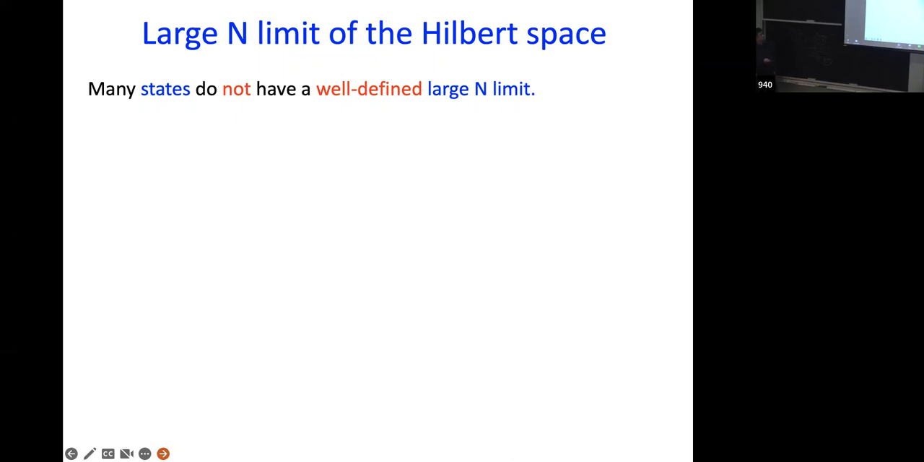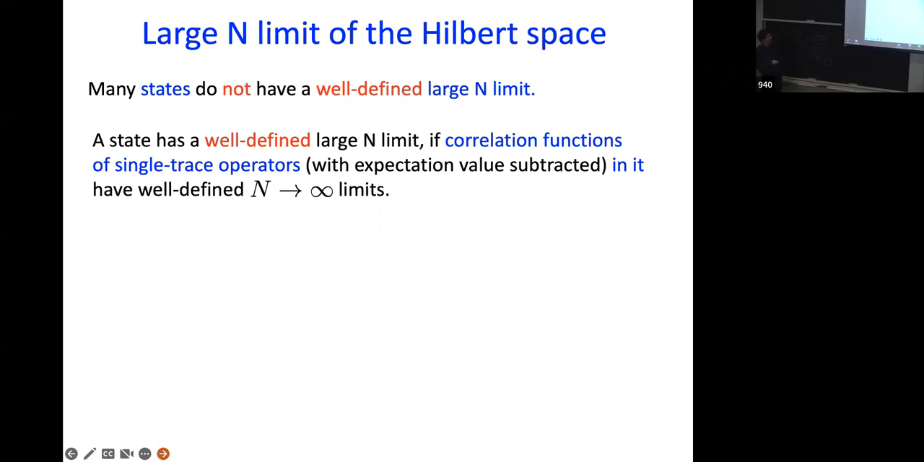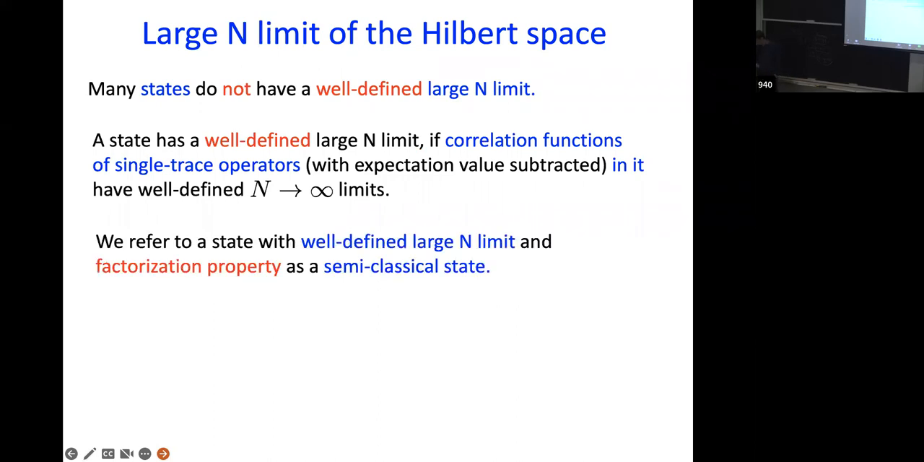Okay, so also many states don't have a well-defined Lagrangian limit. So we define a state to have a well-defined Lagrangian limit if correlation functions of single trace operators, with expectation values subtracted, have a well-defined limit. This definition is also consistent with what you normally see on the gravity side. Anyway, we don't need to go into detail on that. In particular, we refer to a state with a well-defined Lagrangian limit that also has the factorization property, as in the vacuum, as a semi-classical state. These are states which can be dual to a classical geometry on the gravity side.